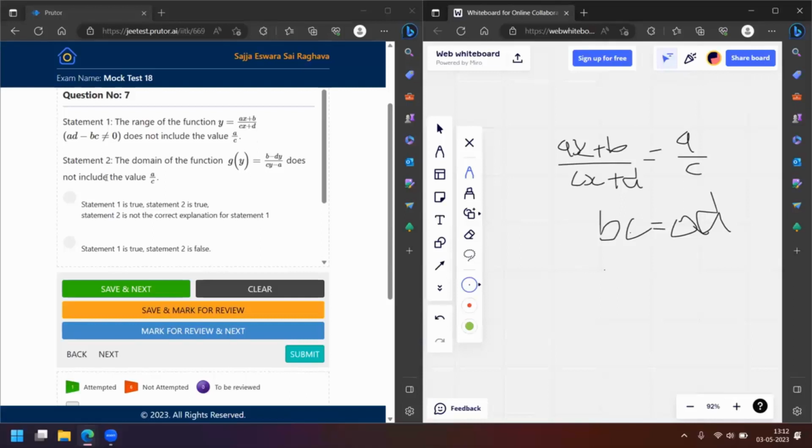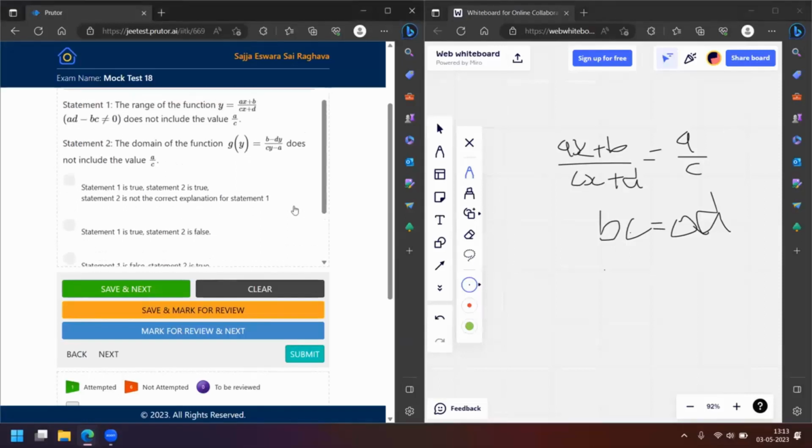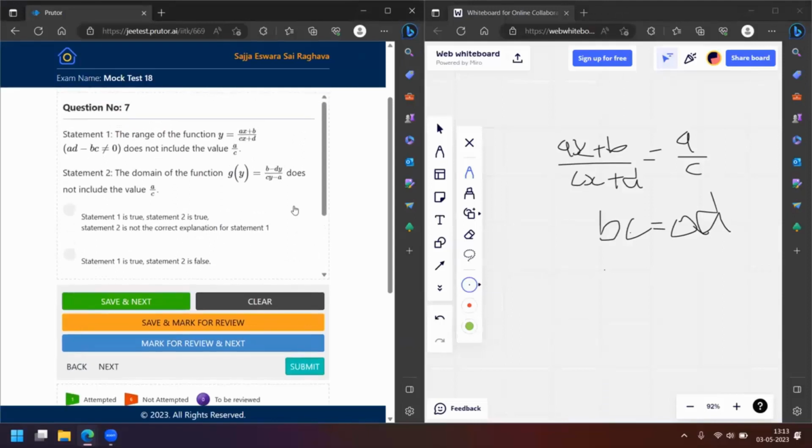Now the statement says the domain of the function does not include the value a by c. You can easily see that if you take the value a by c, the denominator will become 0 and we cannot find the value of division by 0. In such cases, we exclude the values which lead to indefinite forms like 0 by 0 or something divided by 0, which is undefined. We simply exclude those values from the domain. So here we cannot take x equal to a by c in the domain because the denominator is 0. This is question number 7.